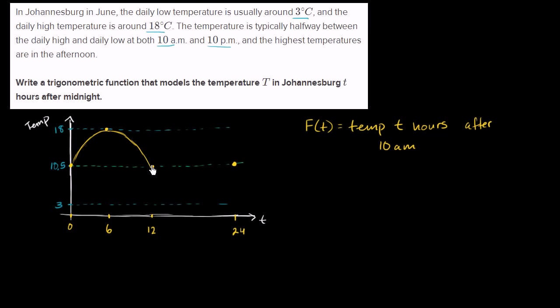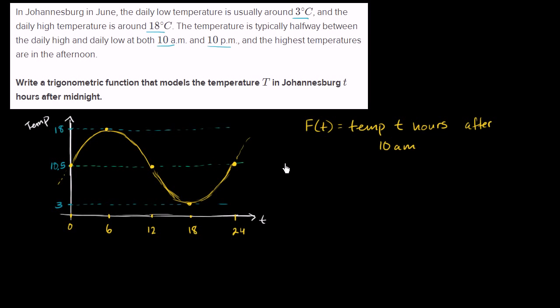And then for our low, now we're at 10 p.m., and you go 6 hours after 10 p.m. You're now at 4 a.m., which is going to be the low. This is 18 hours after 10 a.m. You're going to be at your low temperature, roughly right over there, and your curve will look something like this. And obviously we keep going like that, and we could even go hours before 10 a.m. This just keeps on cycling on and on and on forever.